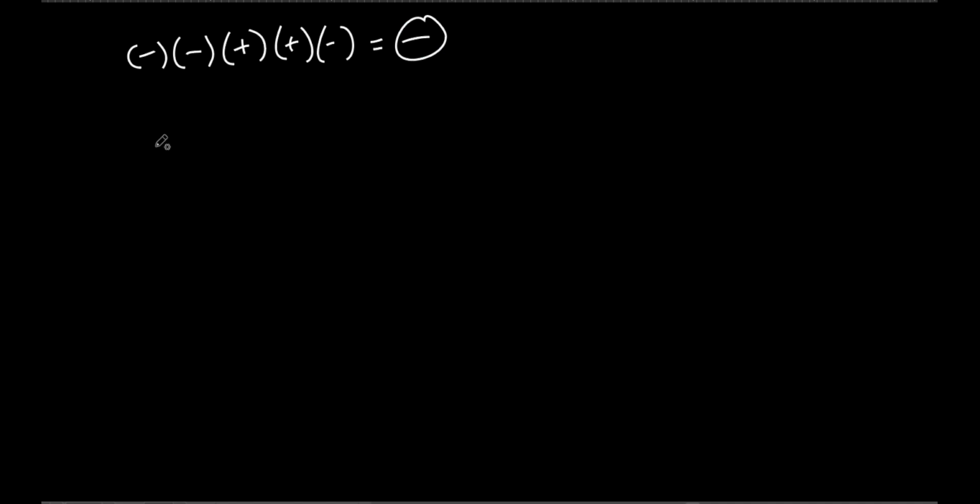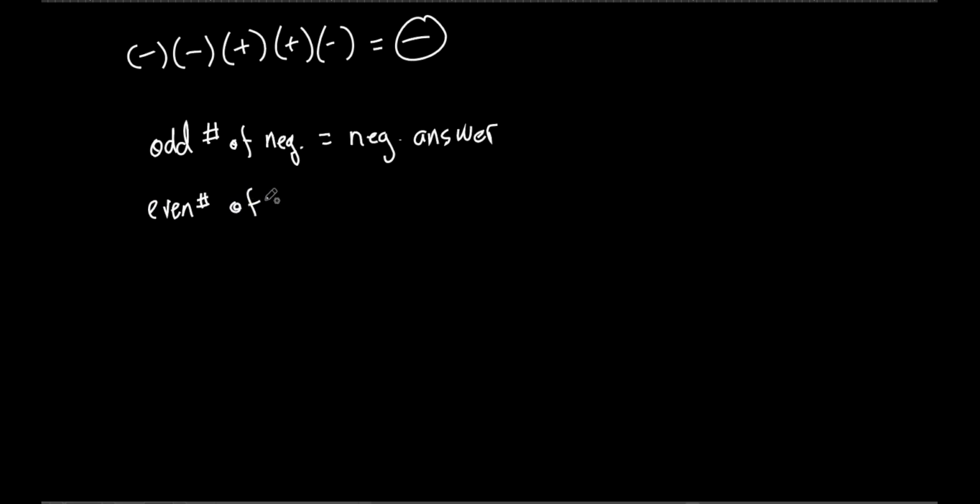That's right. So let's write this down. So if you have an odd number of negatives, I'll just shorten it, that's going to give you a negative answer. Okay? If you have an even number of negatives, what's that answer going to be? It's going to give you a positive answer. Everybody good?